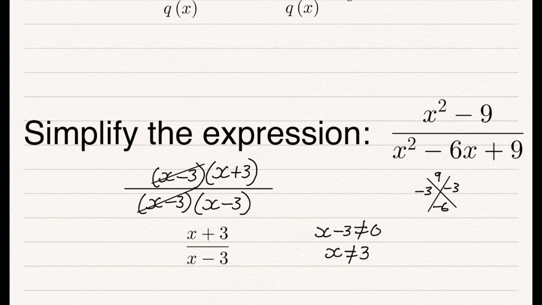Because these were the same here, the canceling did not remove any stipulations from our domain. Had those been different values, like x minus 2 and x minus 3, when we canceled, there would have been a stipulation on the domain that we would have needed to carry over as a comment. So that's how we simplify a rational expression. We factor and we cancel.